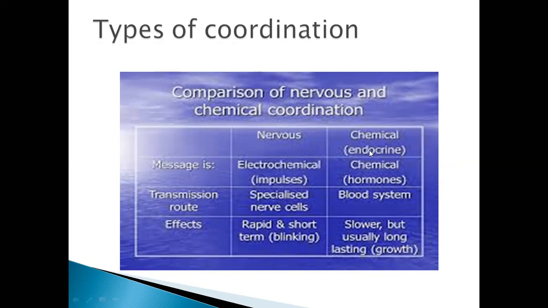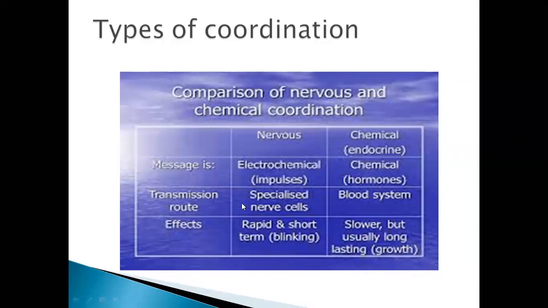Okay, what is the difference between them? Here in the nervous system, the message is electrochemical. It can be sent in the form of nerve impulses, while in chemical coordination, chemical hormones are responsible to send the message toward the endocrine glands. The chemicals are responsible to take the message. I will give you an example also to understand both terminologies.